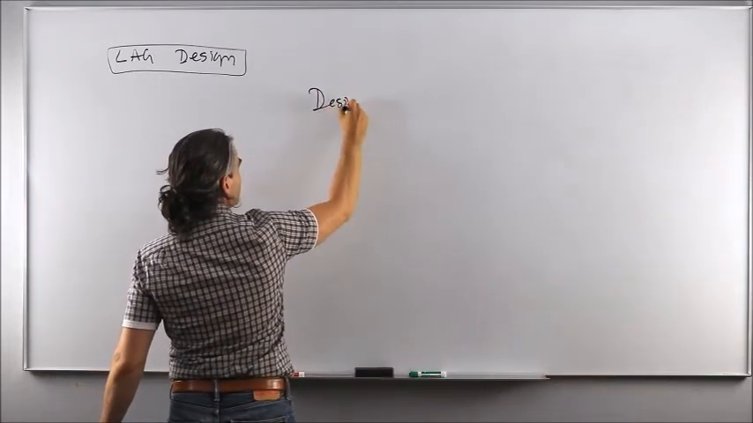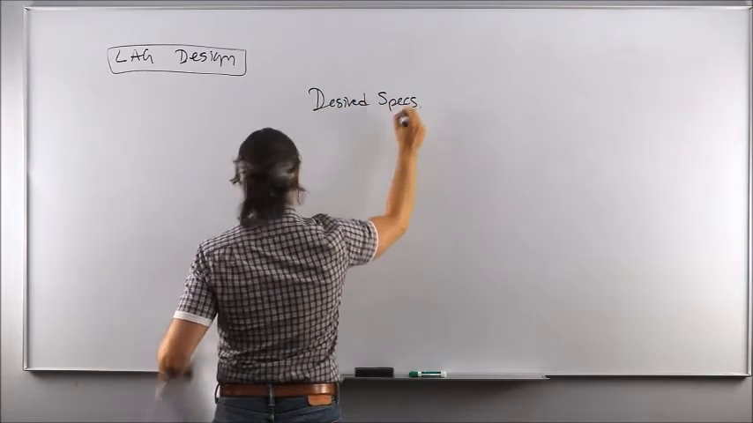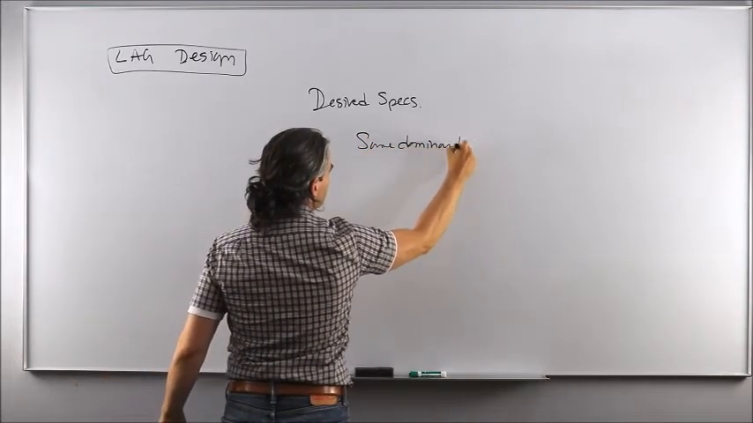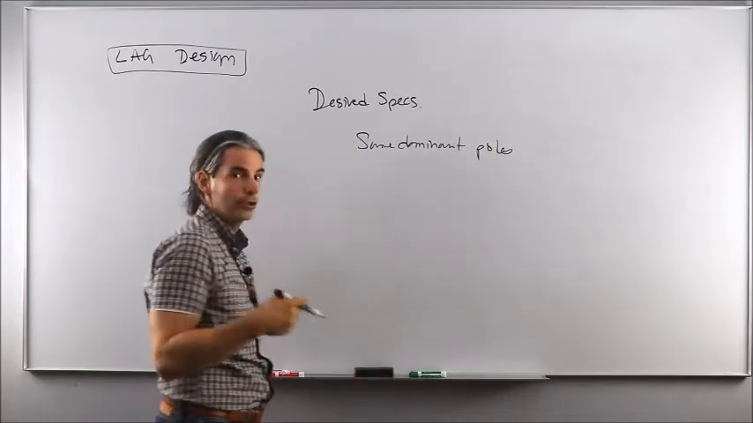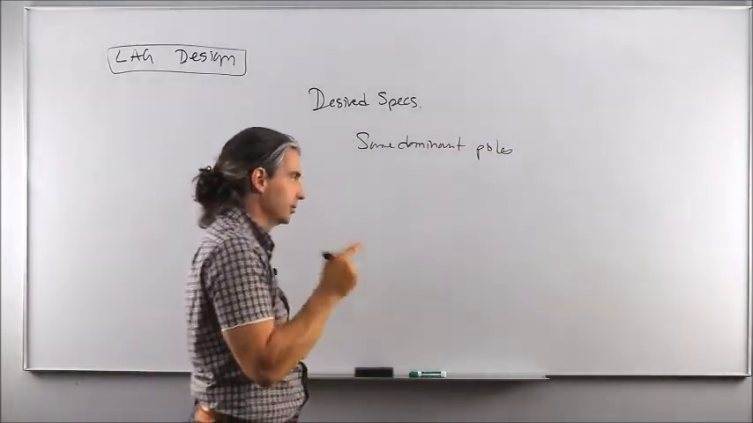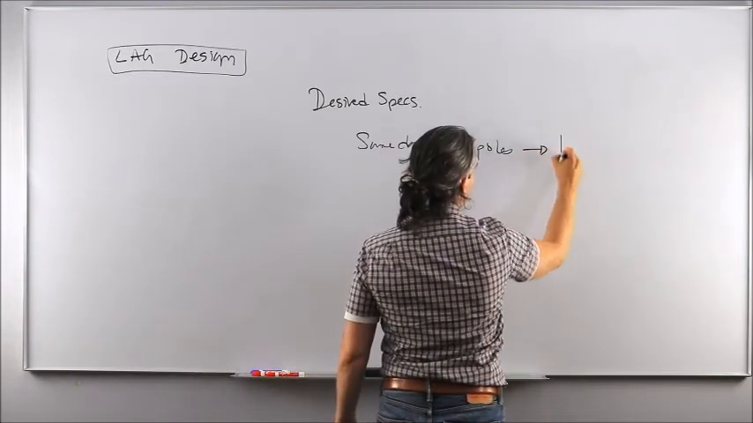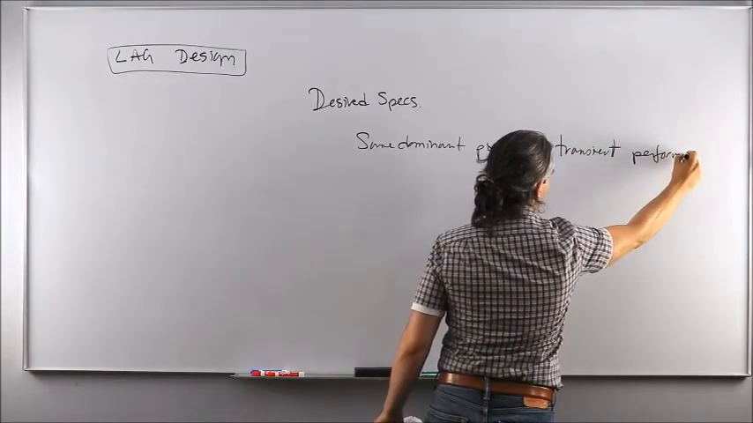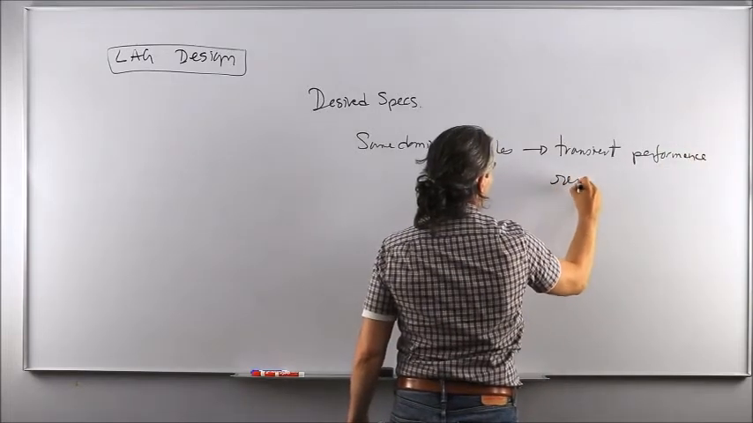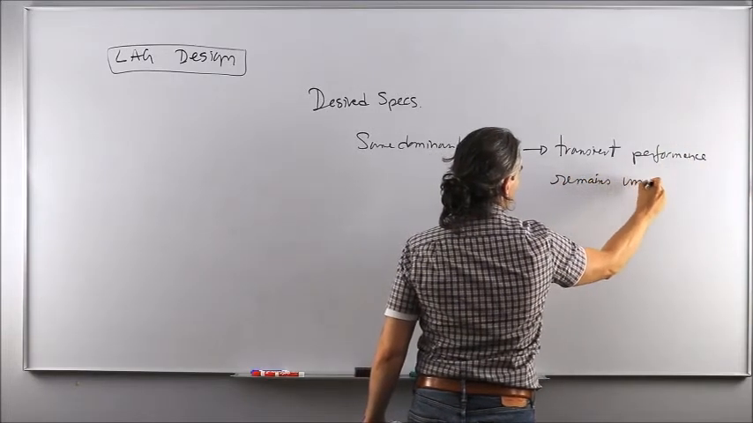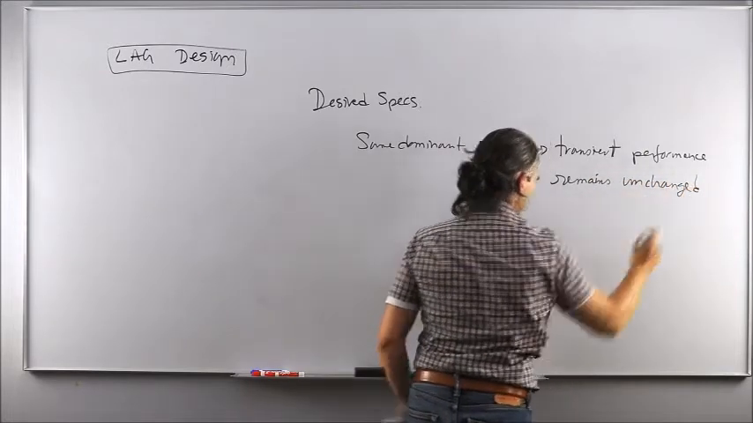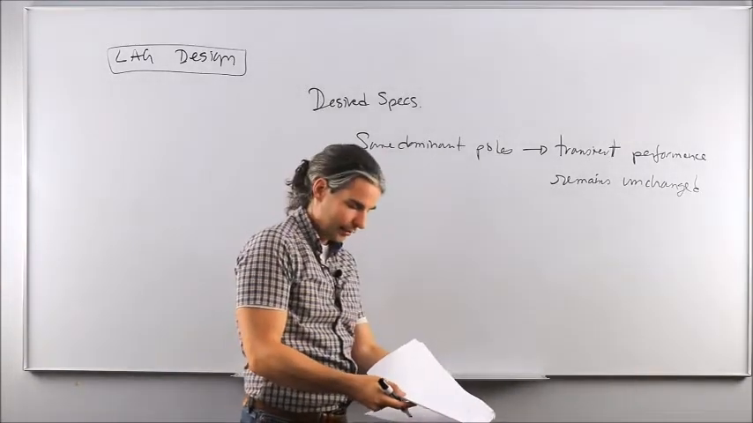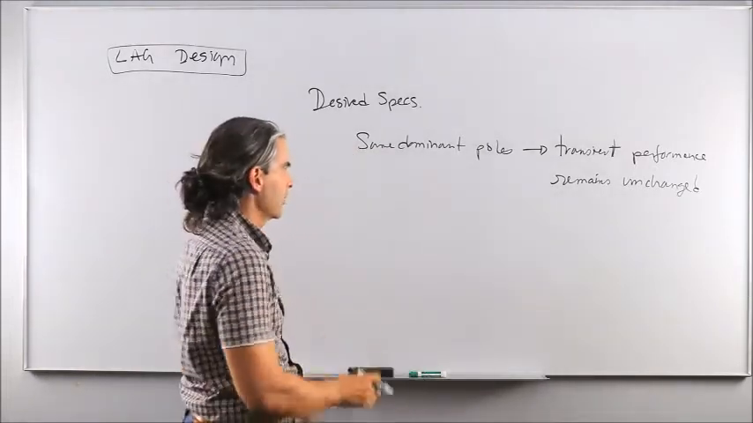Some desired specs will be the same dominant poles. We don't want to move them around, but the client doesn't want to move them around, which tells you that he's satisfied with the transient performance. The transient performance remains unchanged. So MP and TS, which were the ones we calculated, are good enough. 17%, 12 seconds, that's perfect for my application. I don't want you to move them.